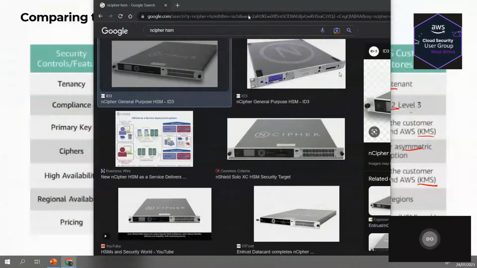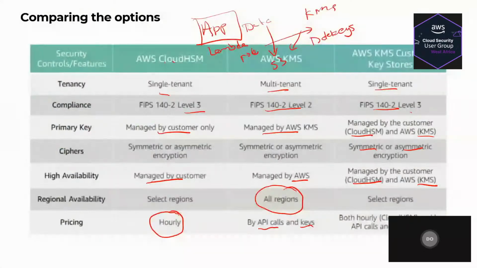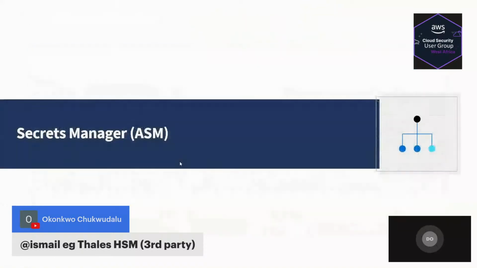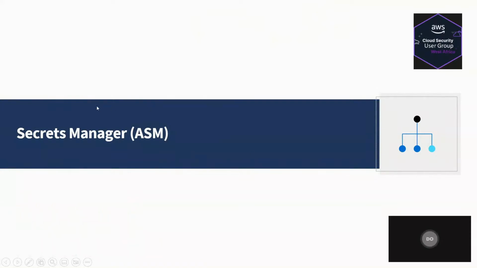Let's go very quickly and then we can do our quiz. I won't be able to do the third one, unfortunately. Okonkwo actually shared that already. Thales is another option, another third-party option that creates a system. I don't have the time. We ran out of time already to talk about Secret Manager, but I'll just give you a quick overview before rounding up. I won't go into the full details.